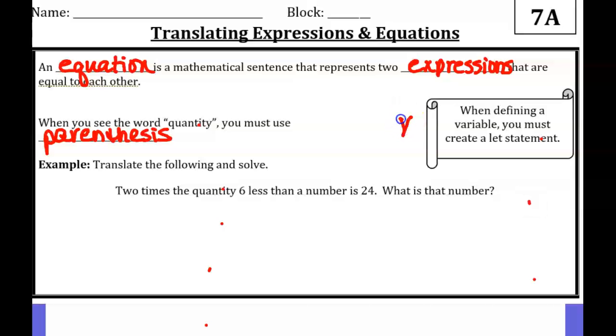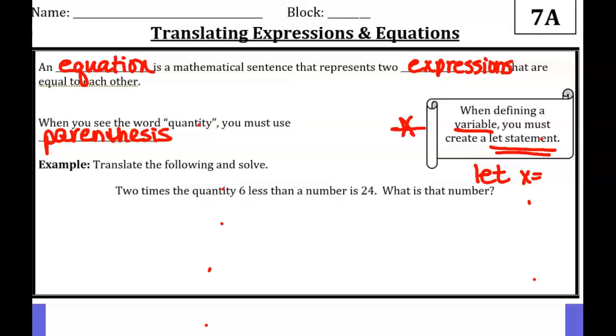But what's new today is when defining a variable, we're going to create what's called a let statement. You're going to see me say let x equal whatever. So that's our let statement. For example, we have translate the following and solve: 2 times the quantity 6 less than a number is 24.